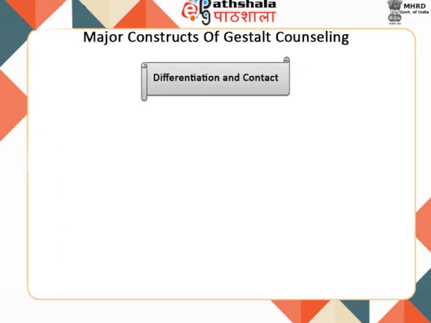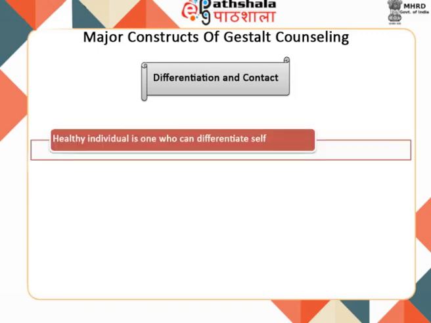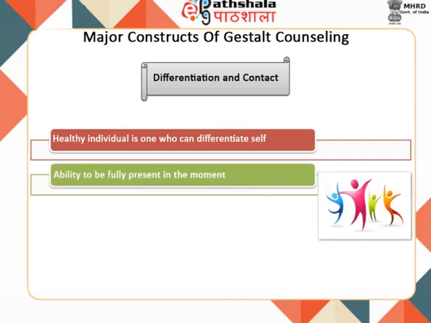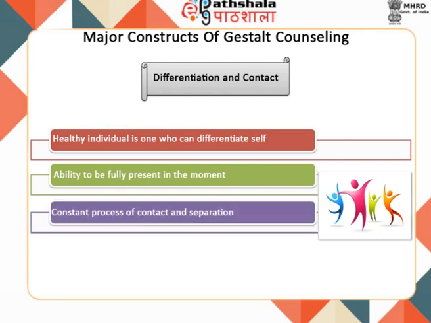Differentiation and contact. In Gestalt counseling, a healthy individual is one who can differentiate self while also making contact with others. Contact involves the ability to be fully present in the moment and available. In fact, life is described as a constant process of contact and separation between the person and the people the person is in relationship with, like family members and loved ones, colleagues, employers.